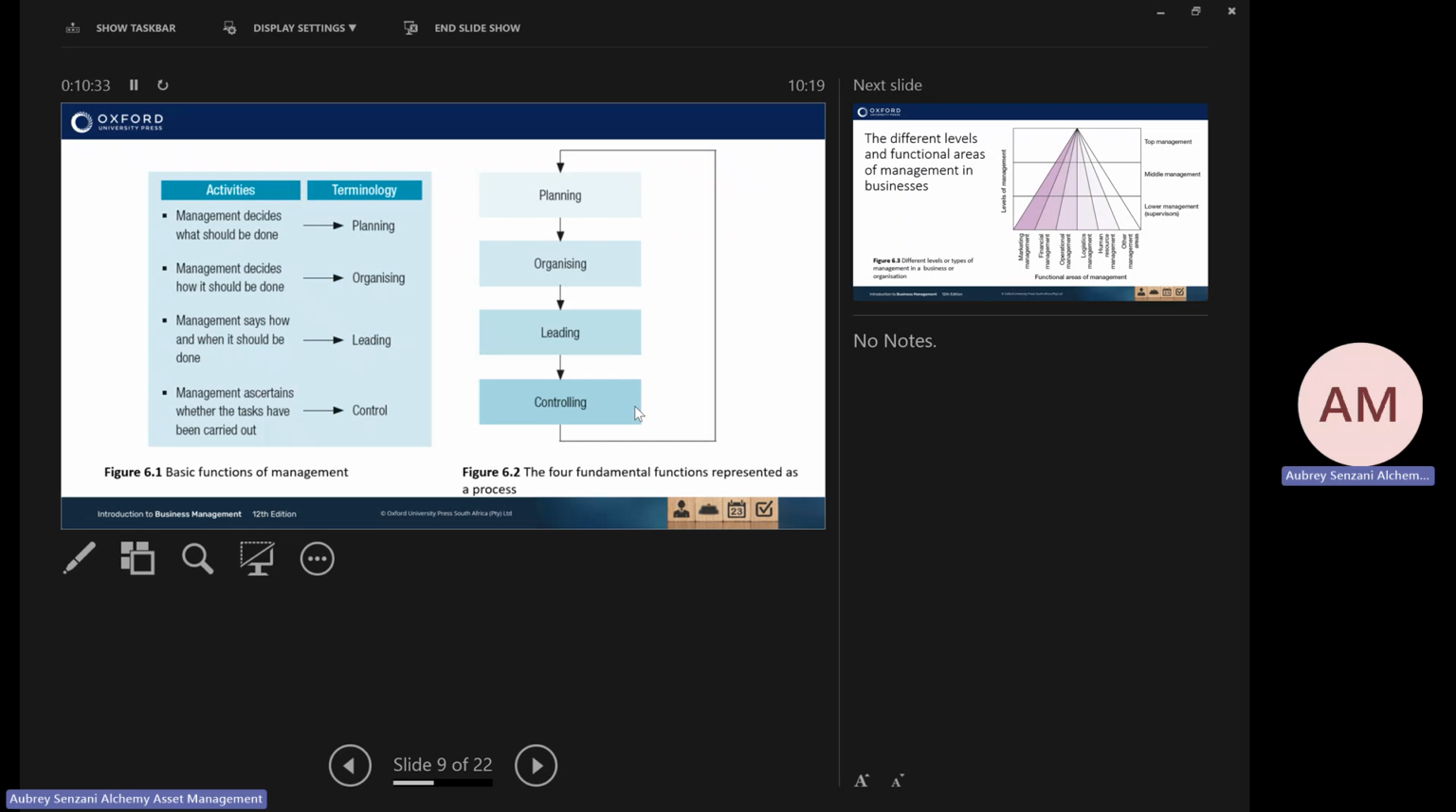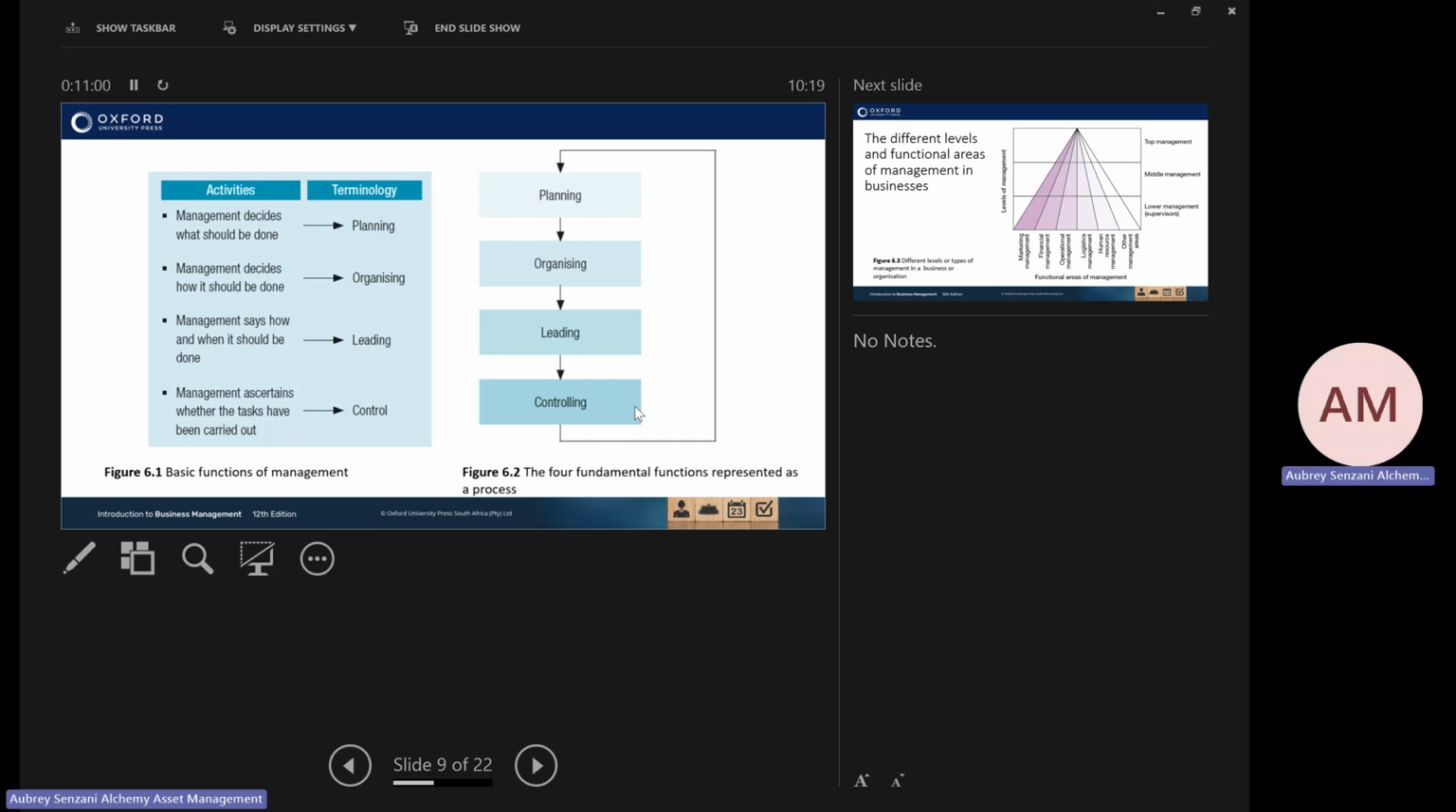So here now we're talking about what does management actually do? What are the activities? Basic functions of management. We did say when we were looking over the outcomes that we were going to cover in this learning unit that there are 4 fundamental functions. That are planning, organizing, leading, and controlling. That in a nutshell is what they do.